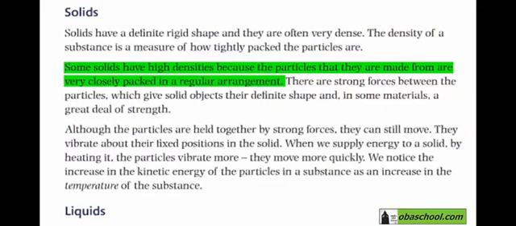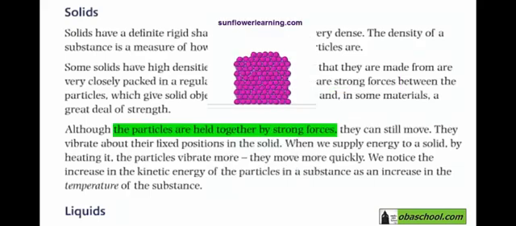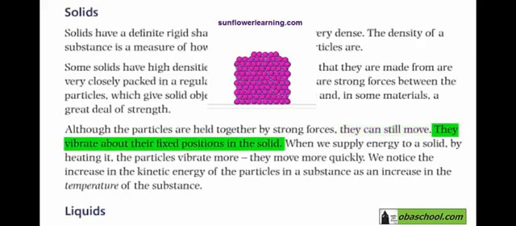Some solids have high densities because the particles that they are made from are very closely packed in a regular arrangement. There are strong forces between the particles which give solid objects their definite shape and in some materials a great deal of strength. Although the particles are held together by strong forces, they can still move. They vibrate about their fixed positions in the solid.